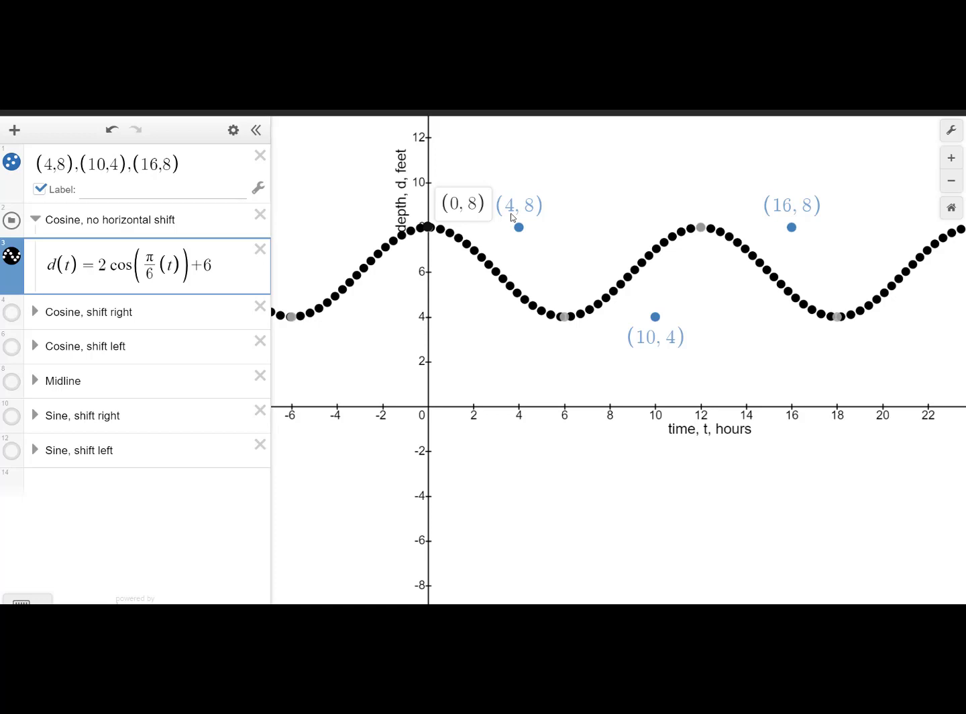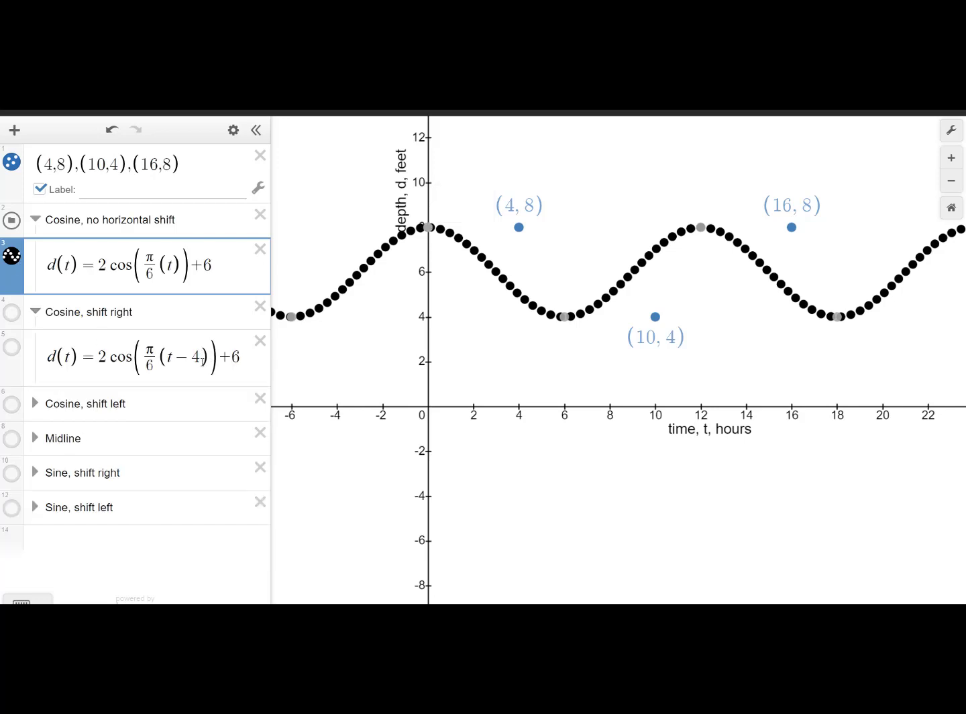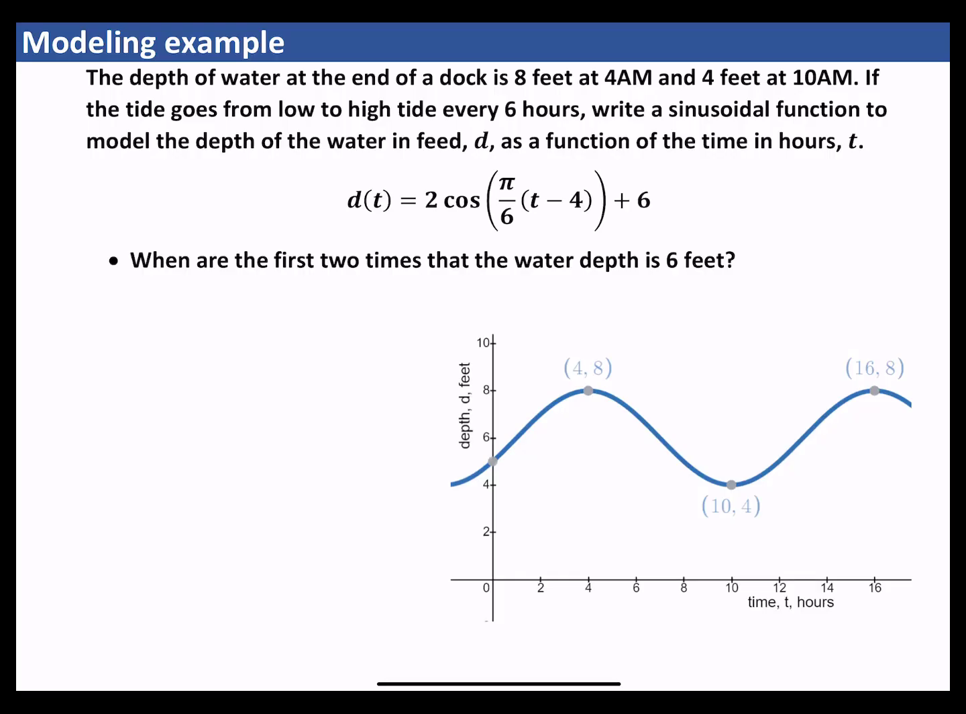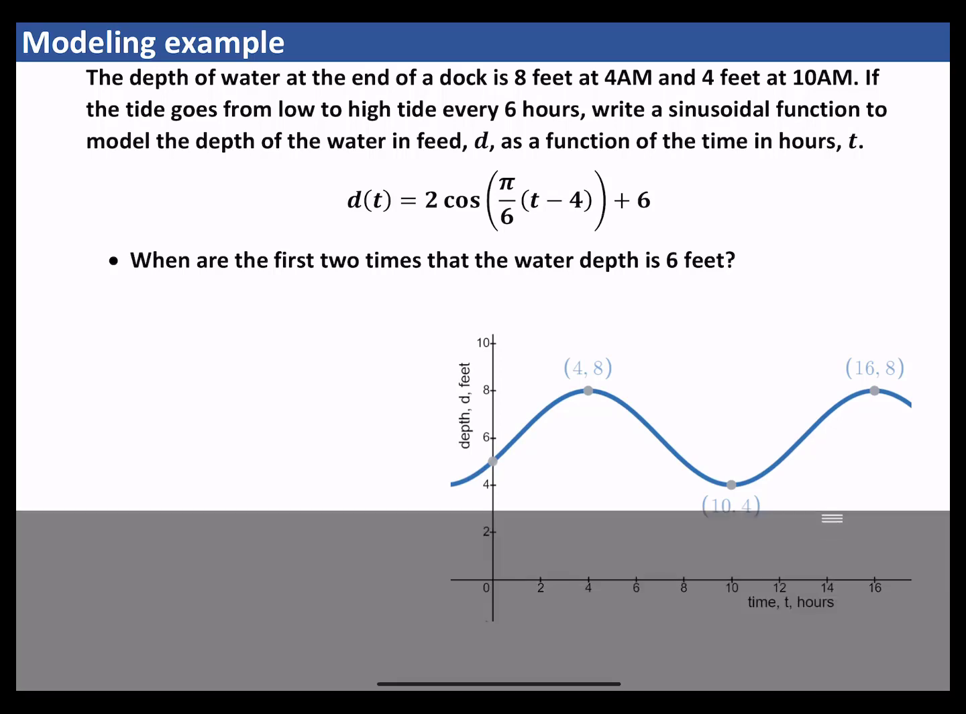And we know from previous knowledge that to shift a graph to the right 4, we're going to actually subtract 4 inside the function. So if we graph d of t with a shift to the right 4, we do indeed see that this function now models the depth of the water as a function of time. All right, so now that we've verified that our sinusoidal function d of t does indeed model this situation, let's look at the next question.